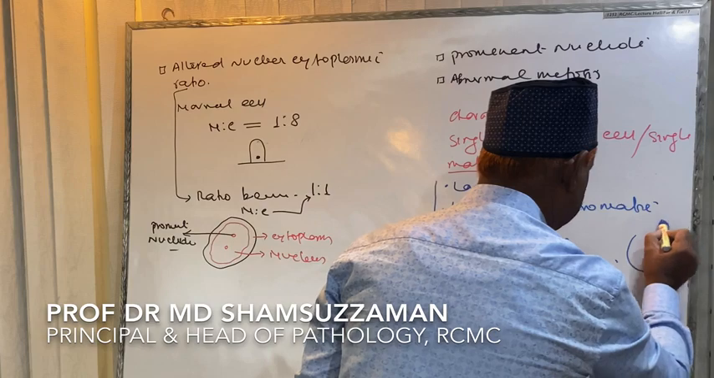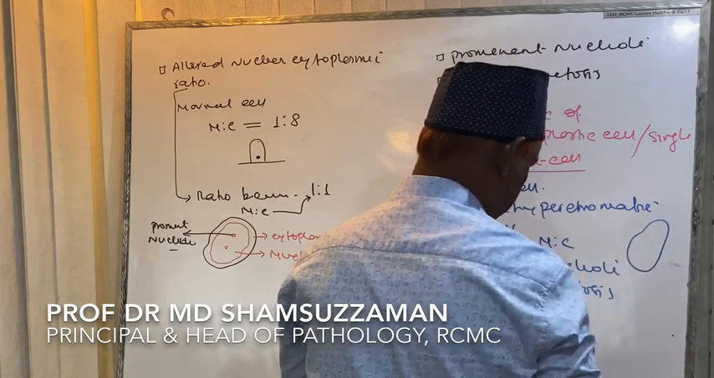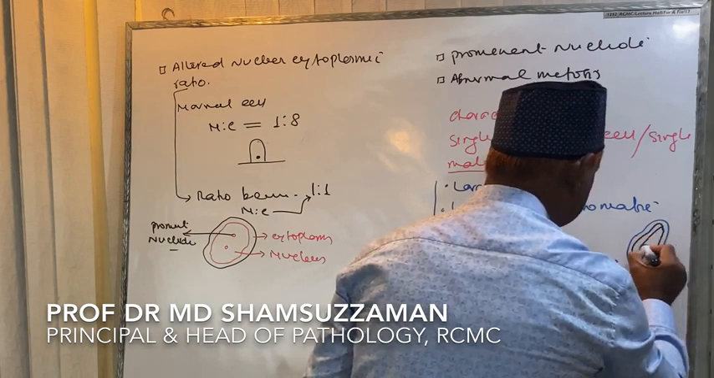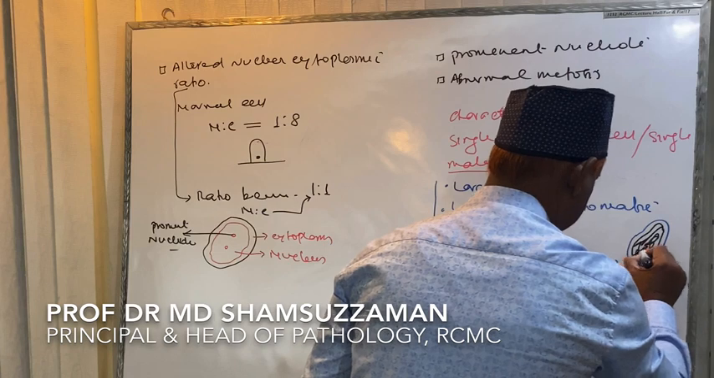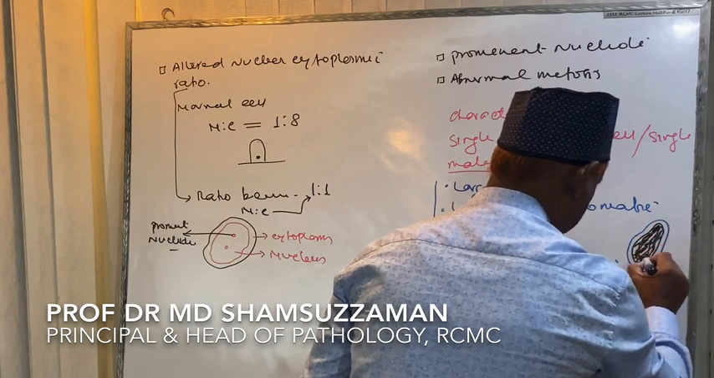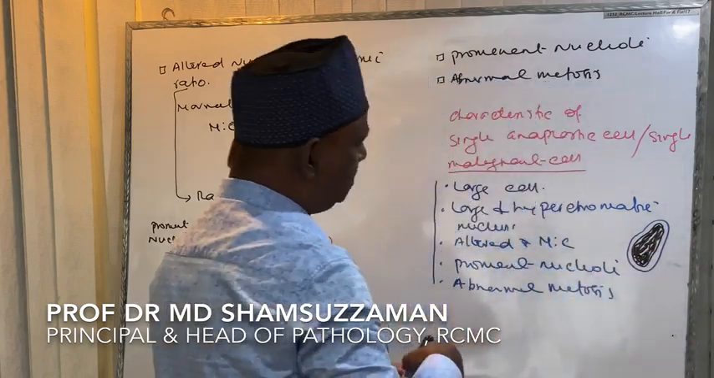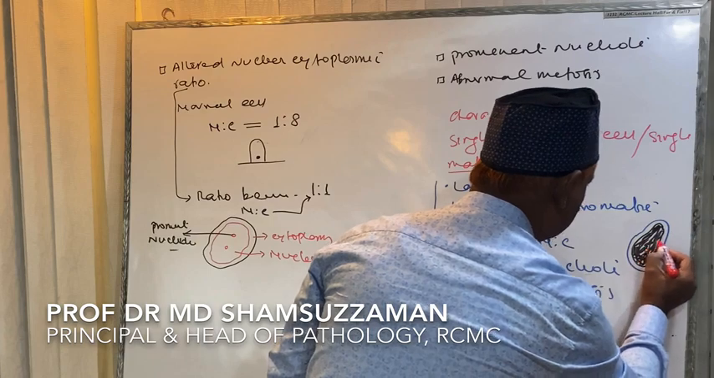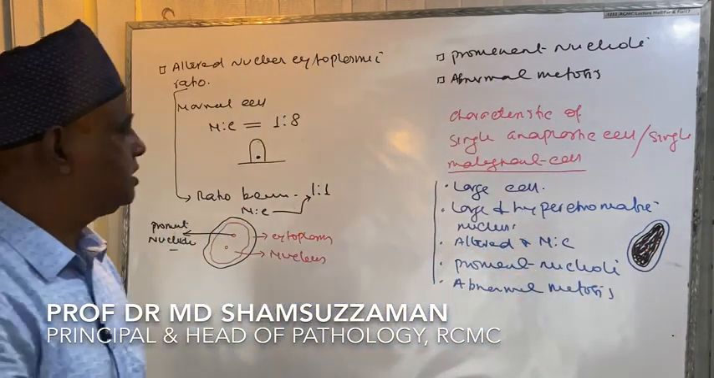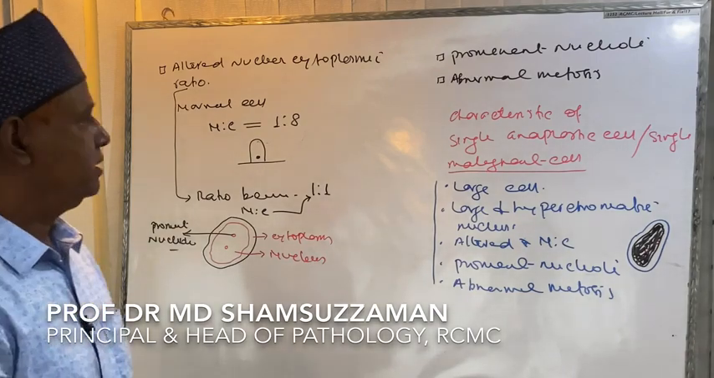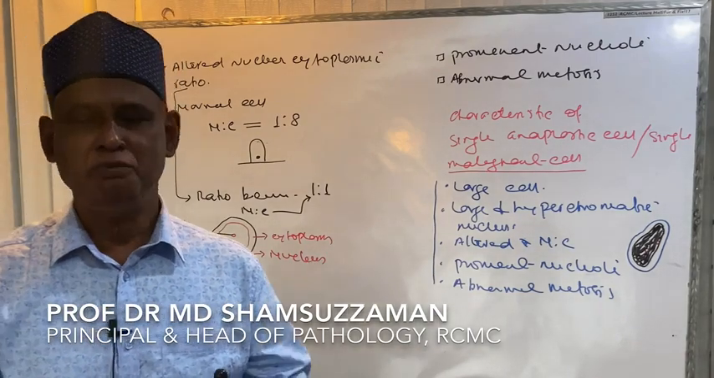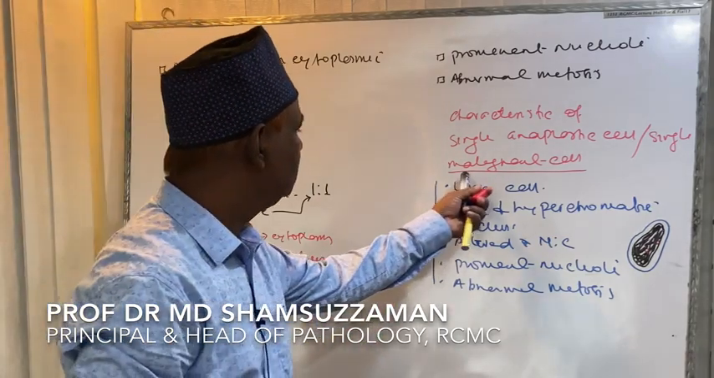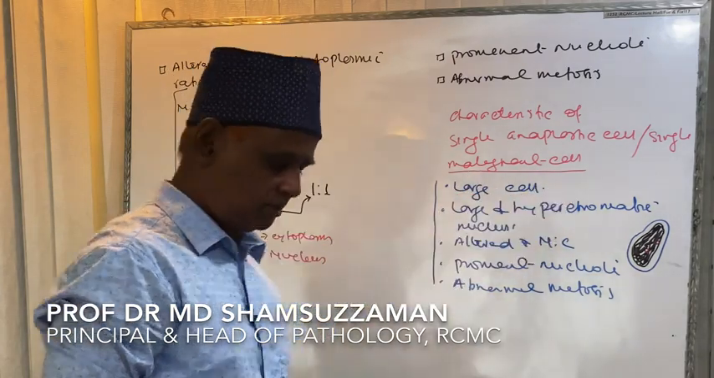Suppose this is a malignant cell, a large cell with a large hyperchromatic nucleus. So alteration in nuclear cytoplasmic ratio, and prominent nucleoli. So these are the characteristics of a single anaplastic cell, the characteristics of a single malignant cell. If we want to know the characteristics of anaplastic cells, then there will be pleomorphism of the cells first.